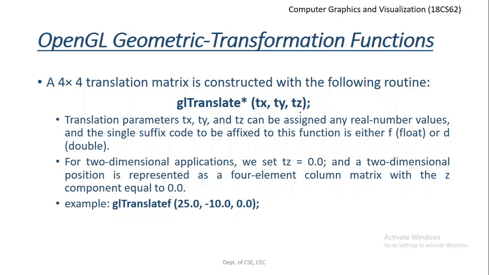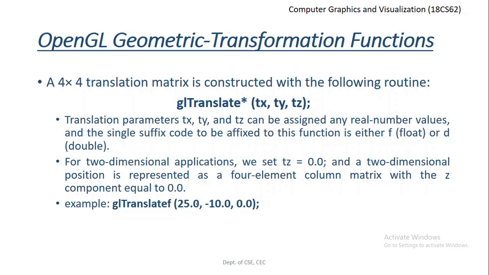And the 2D position is represented as a 4-element column matrix with the z component equal to 0. So we have the same function for 3D as well as 2D applications. In case of 2D application, we set the translation parameter along the z-axis equal to 0. So here's an example. The glTranslatef, where f represents the floating point type.